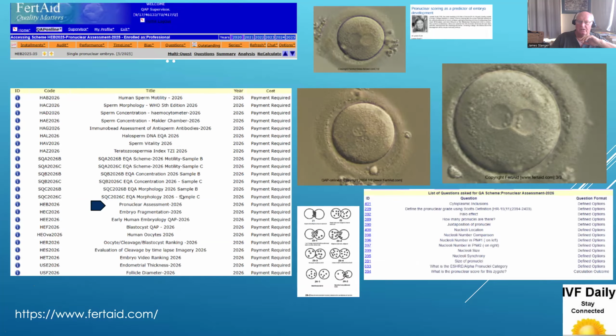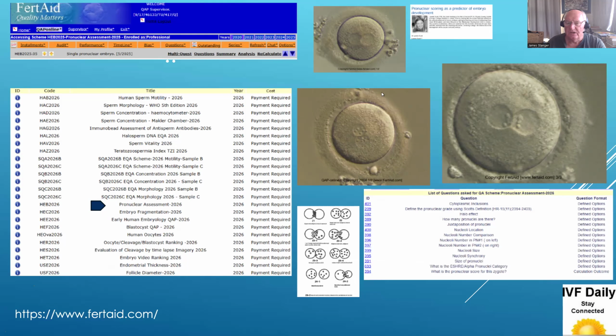So let's get down to the nitty gritty. I'm going to start with a fairly complex scheme, which is the pronucleus score. Everyone is enrolled in one or more of these schemes, depending on what your supervisor wants. Most people only do two or three. I'll explain some of these as I go forward.